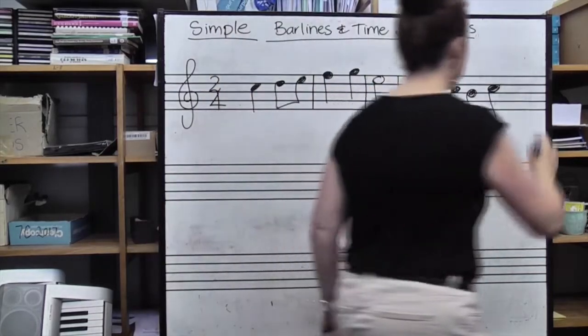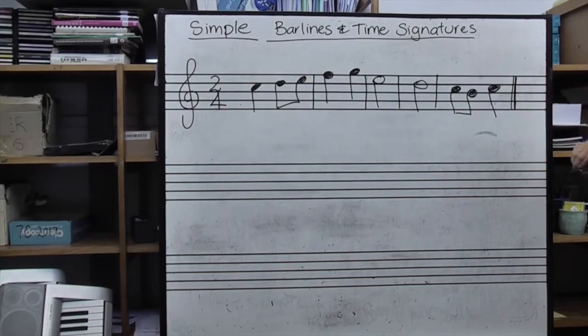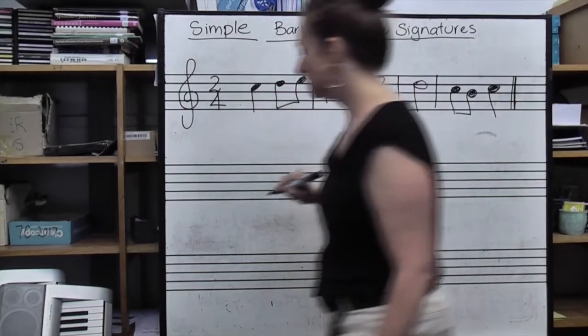And because it's the end, we're going to do a double bar line. Double bar lines usually have 1 thick one, but you don't have to do that, and 1 thin one. And that just means it's the end. It's the end of the piece of music.